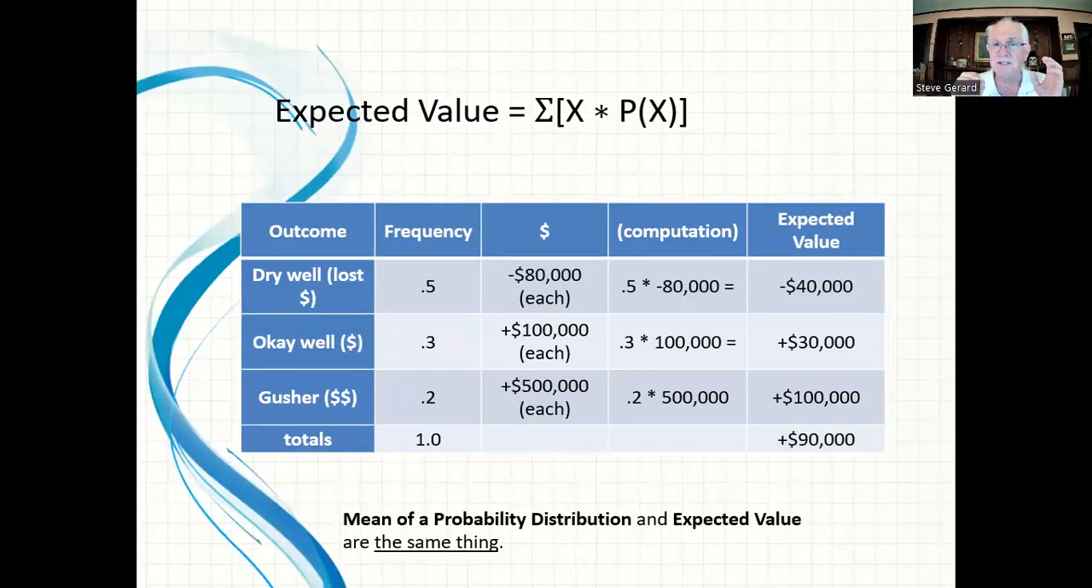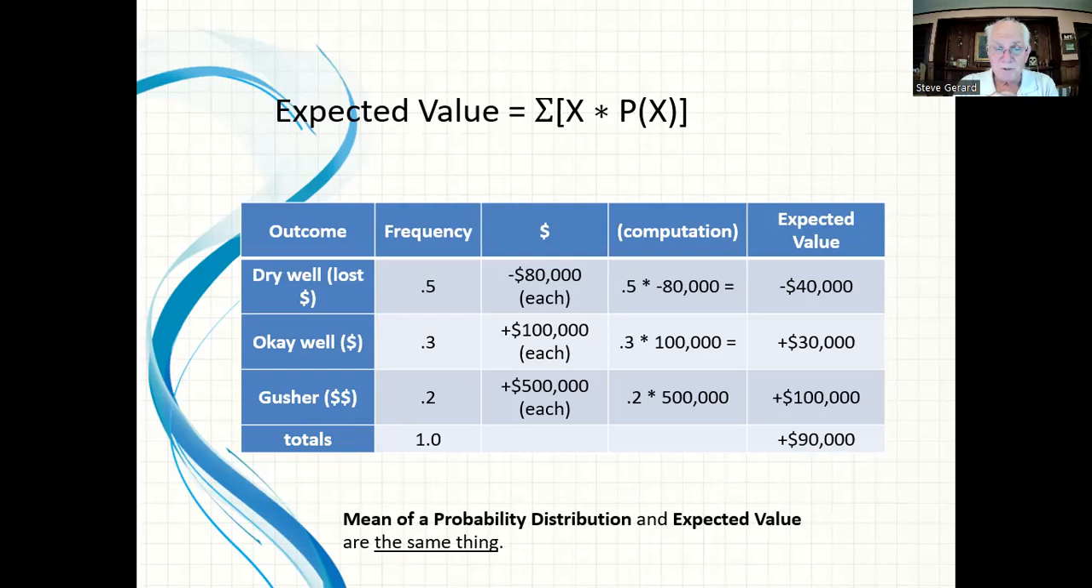Expected value is the sum of x's times the probability of x. In this case, it's put out in my chart here. It should probably be probability of x times x. I've reversed them on here, but that's the formula. The sum of the probability of something times the value of it, and then you sum those things up. In this case, it comes out to $90,000.